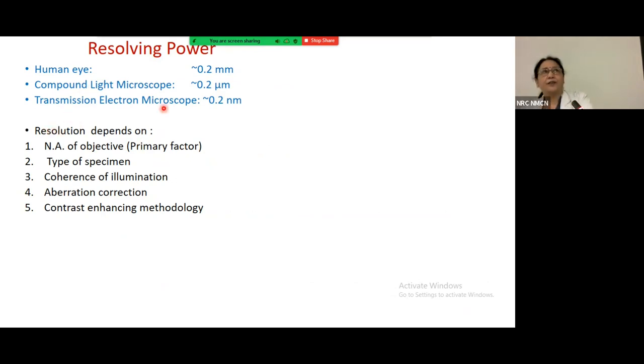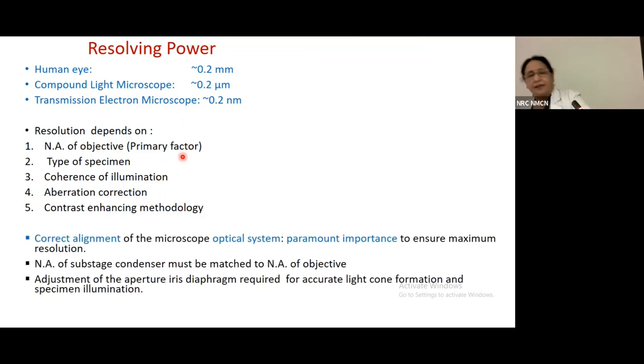So the resolution depends primarily on the numerical aperture of the objective, but it also depends on the type of specimen, coherence of illumination, aberration correction, and contrast enhancing methodology. Thus, the correct alignment of the microscope optical system becomes of paramount importance to ensure maximum resolution. The NA of the sub-stage condenser must be matched to the NA of the objective, as I have told you earlier also. The adjustment of the aperture iris diaphragm is required for accurate light cone formation in the specimen illumination. I will tell you when I come to condensers.